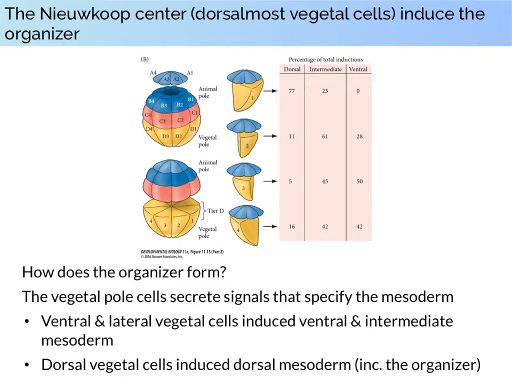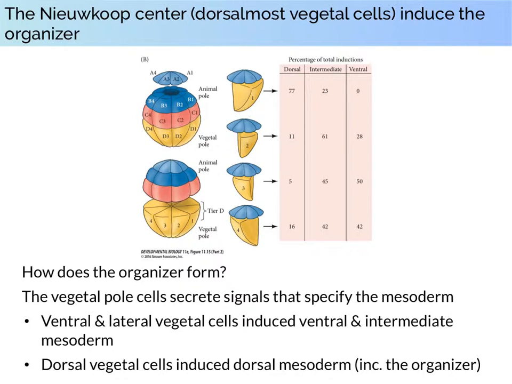Experiments in which different portions of the blastula were recombined show that the organizer is induced by signals that are coming from the underlying endoderm. As we have seen, the organizer is going to form from cells that are located at the marginal zone or the equator, where the animal and the vegetal poles meet.